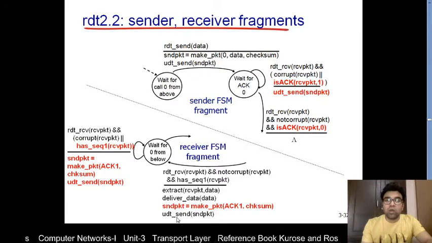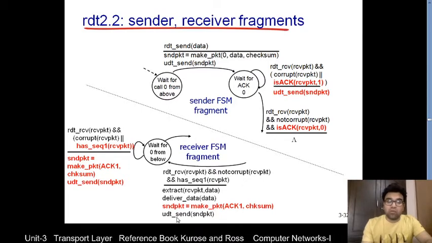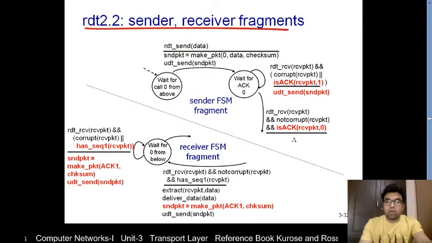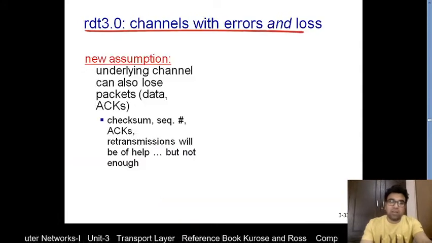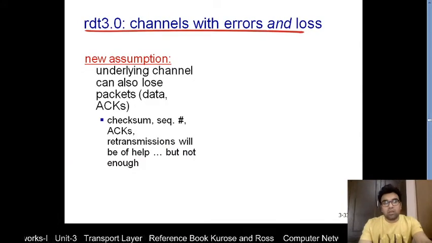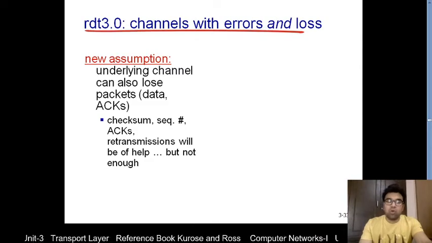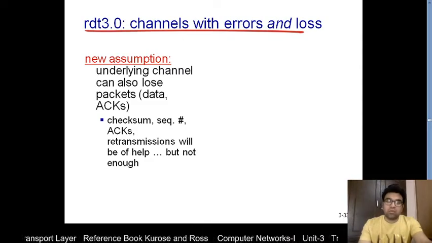It provides you a NAK-free environment, and it is a NAK-free protocol, which is RDT 2.2. Okay, now moving to our next slide. This says RDT 3.0, and it is our next version of the reliable data transfer protocol.